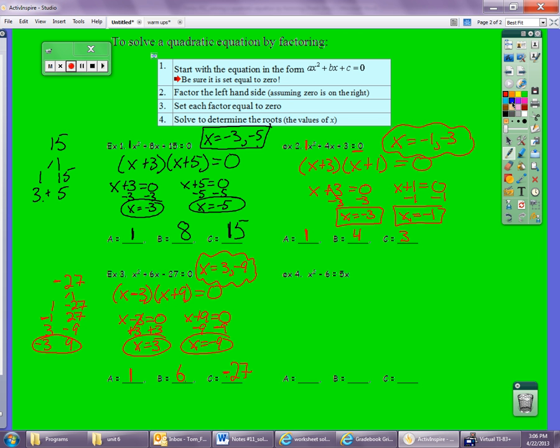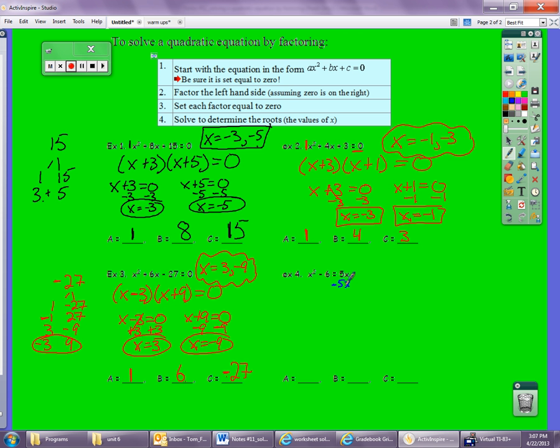And now when we look at number 4, we look at step 1. It says start with the equation to form ax squared plus bx plus c equals 0. But when we're looking at number 4, it doesn't equal 0, it equals negative 5. Well, that's a problem. It has to equal 0. So what we need to do is get rid of that 5x. The way that we get rid of the 5x is we simply do minus 5x. So we subtract it out.